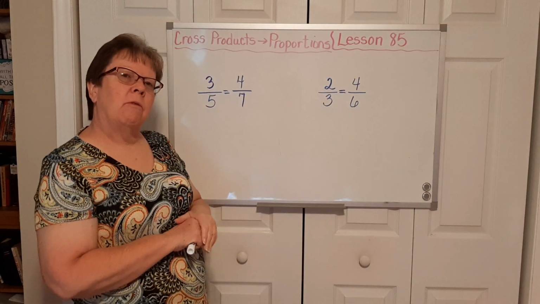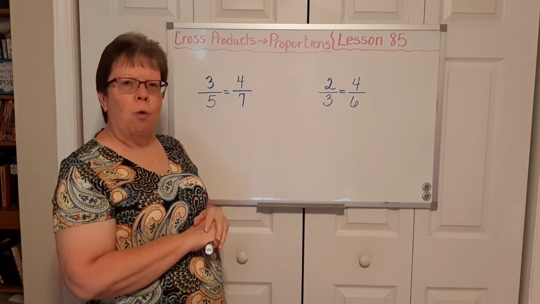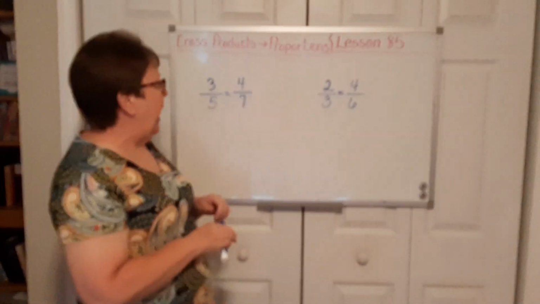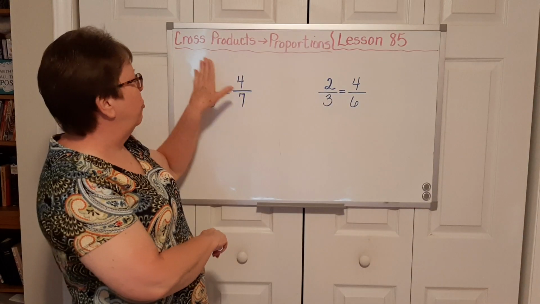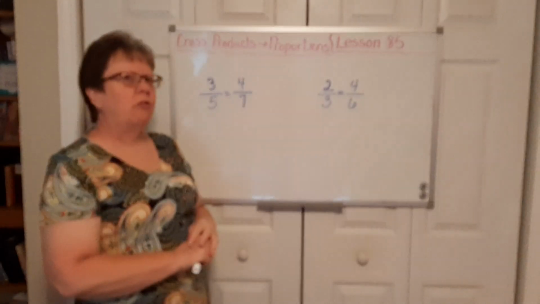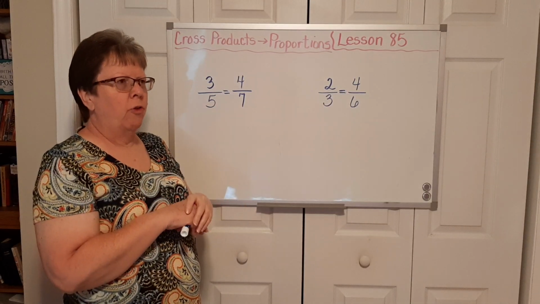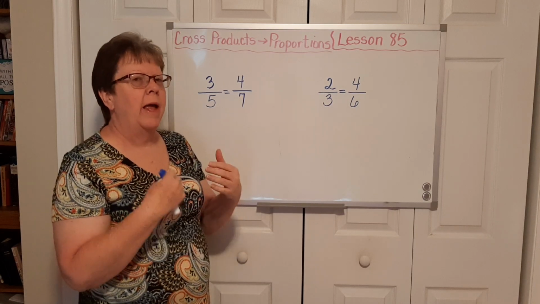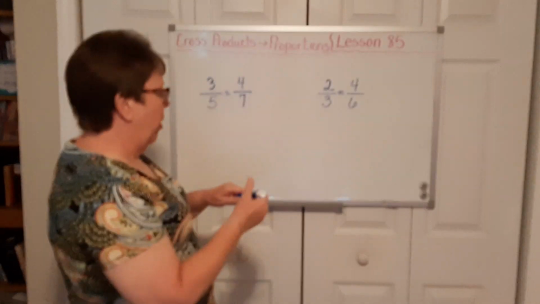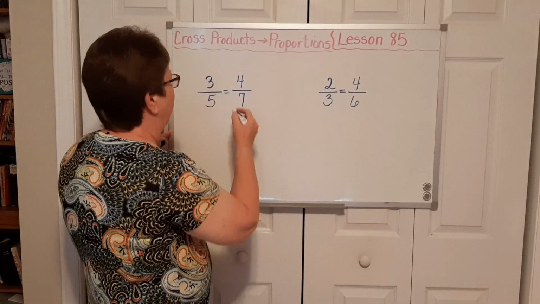We've talked about equivalent fractions before, fractions that are equal, and I'm going to show you how to do cross products to see if those fractions are equivalent, or in other words, to see if they form a proportion. All you do is cross multiply.